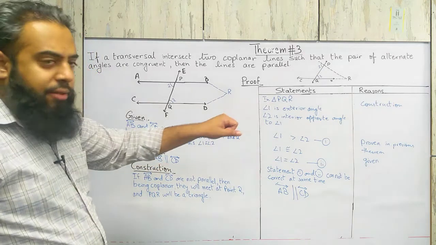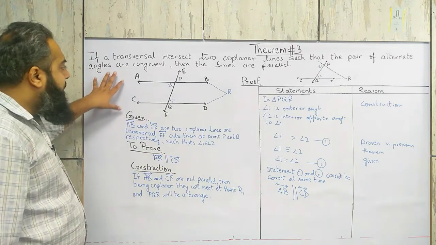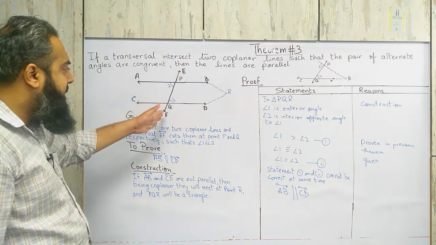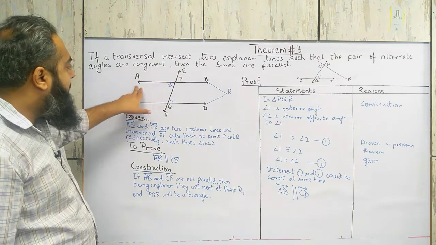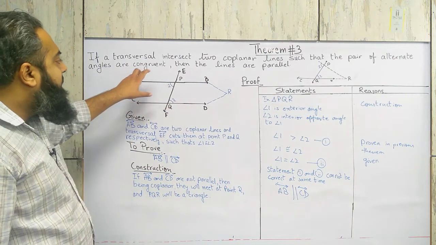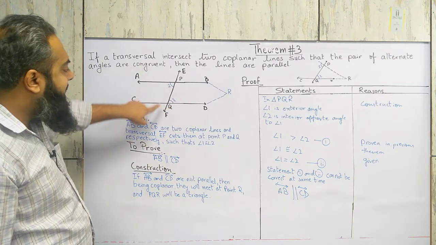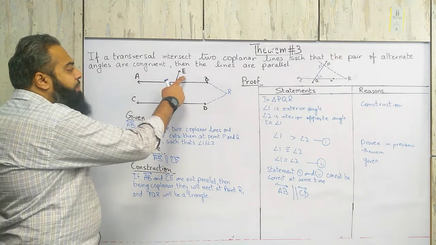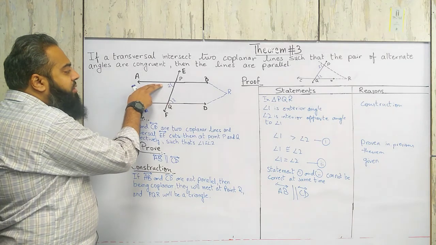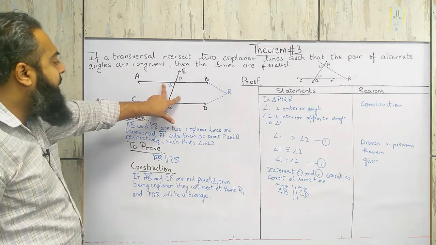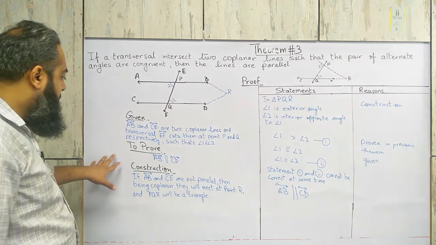Okay, let's take a review over here. What do we have over here? We have two parallel lines. A transversal is cutting them. Line AB and line CD are two lines, and transversal EF is cutting them at points P and Q respectively. So the angles formed are angle 1 and angle 2, which are a pair of alternate angles.